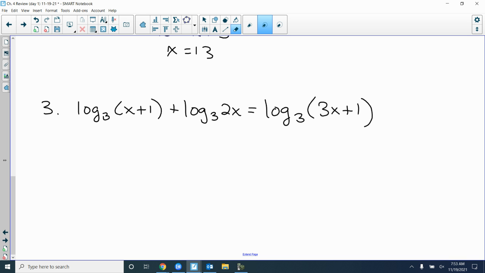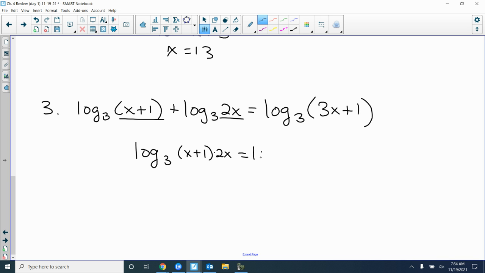All right, think about it. Does every piece have a log? Every piece has a log. So what you have to do is condense it until you get 1 log equals 1 log. Well, on the left-hand side, we have a plus. Remember how we condensed that? That becomes a multiplication problem. It will become log base 3 of x plus 1 times 2x equals log base 3 of 3x plus 1.